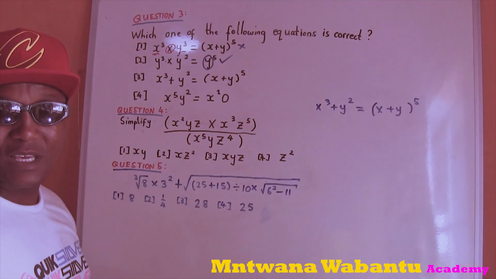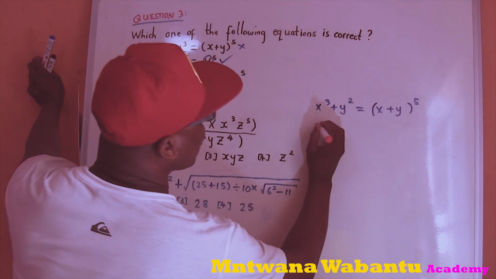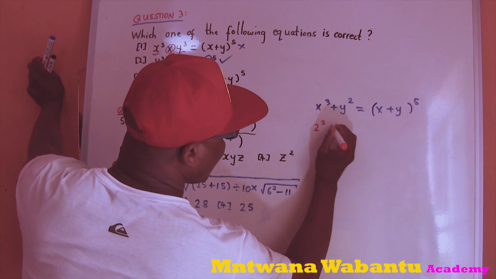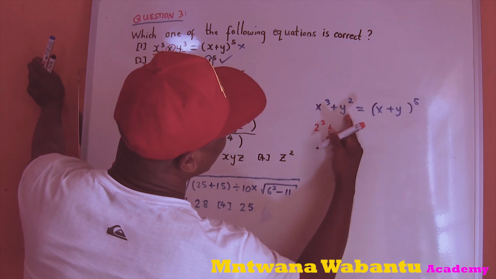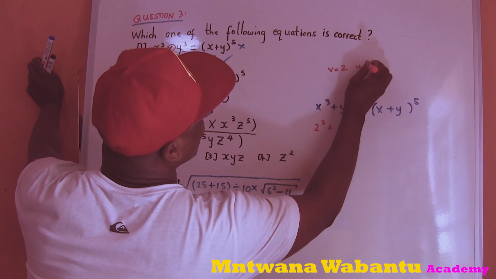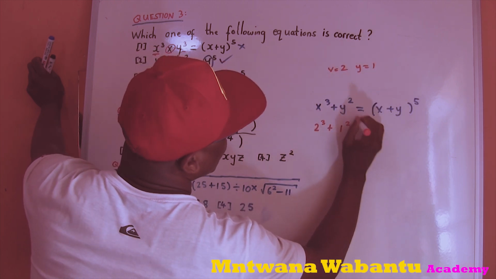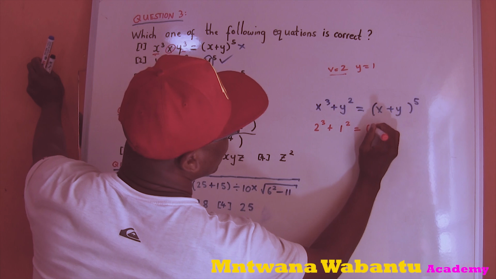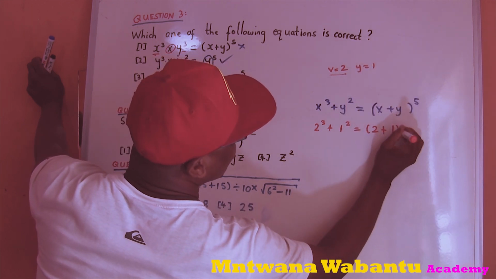And I can disprove this. Look, let's say x equal to 2. So it's going to be 2 cubed plus, let's say y equal to any number, let's say 1. So we choose x equal to 2 and y equal to 1. So it's going to be 1 squared equal to, what is x? We say x equal to 2, plus what is y? Y equal to 1, power 5.